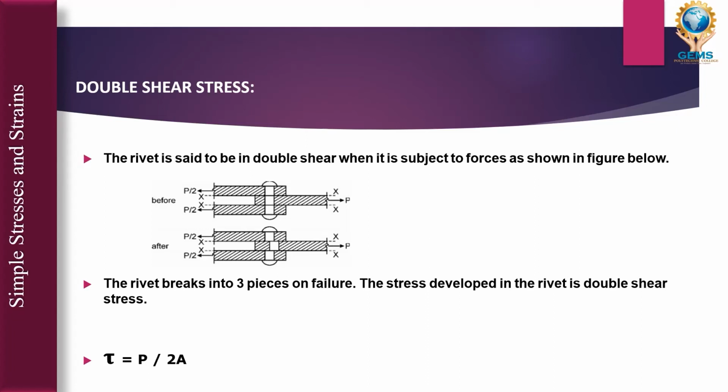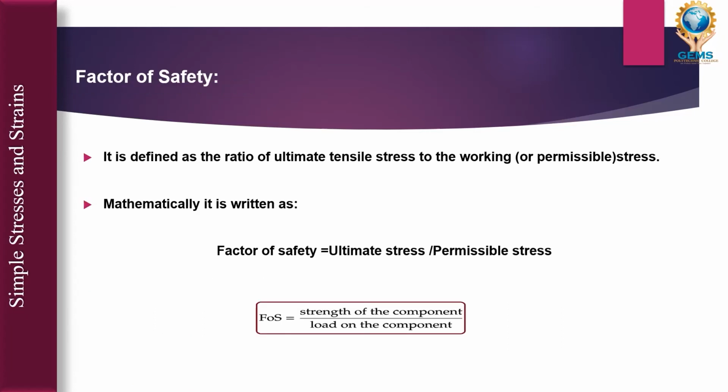And here the formula comes like this: tau is equal to P by 2A. Always keep in mind, in single shear stress, tau is equal to P by A, but in double shear stress, tau is equal to P by 2A. Now we will see our final content, which is factor of safety.